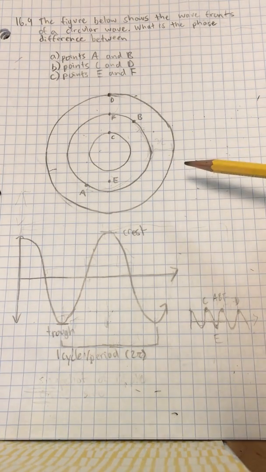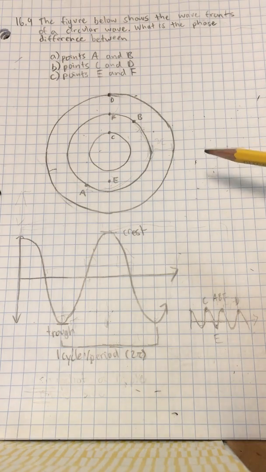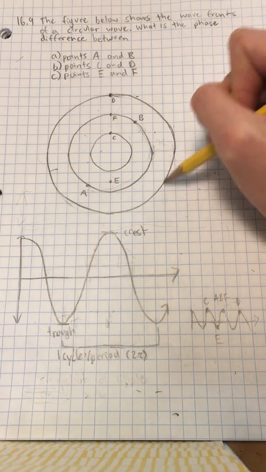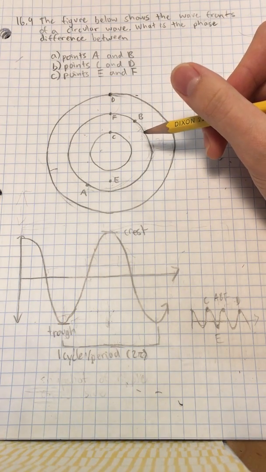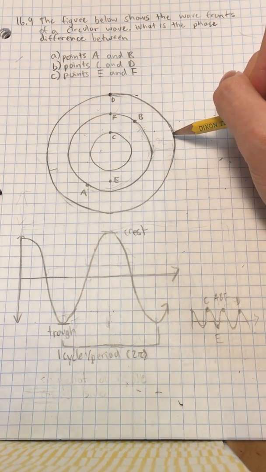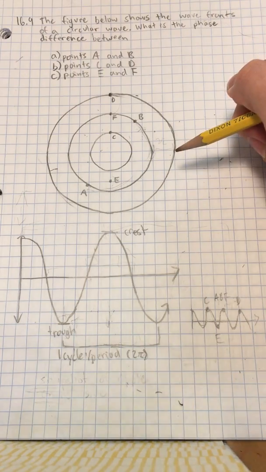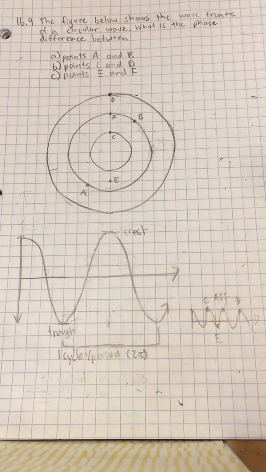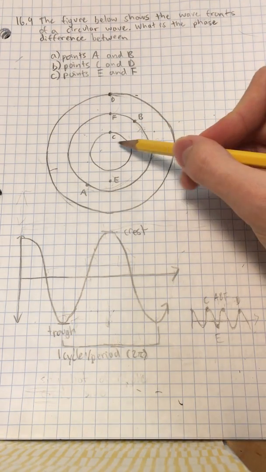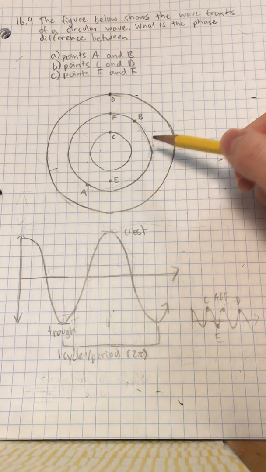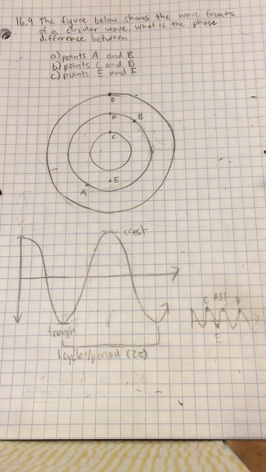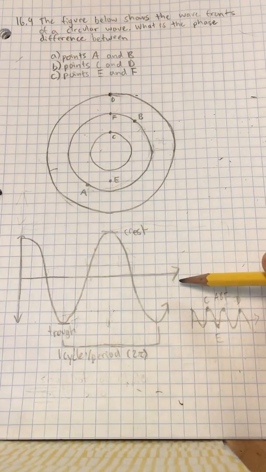This figure represents a circular wave where the circles are the wavefronts, and they're also the crests of a circular wave. So basically, try to imagine a drop of water creating a ripple, and these are the crests in which the ripples reach their max height. So this figure here will help me explain how to find the phase difference.